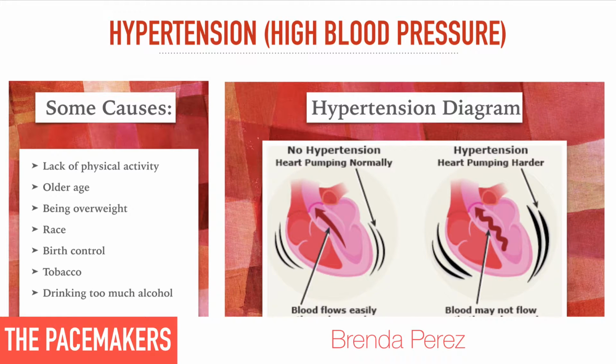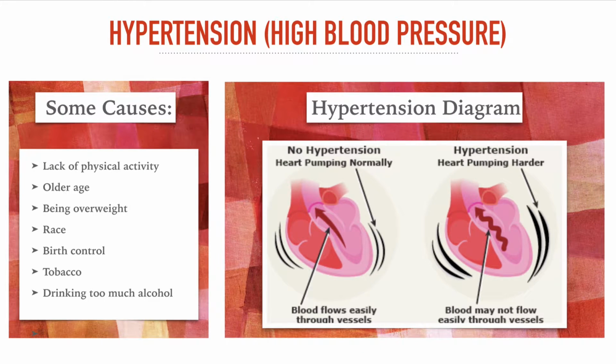Our group chose to focus on hypertension. Hypertension is a condition in which the force of blood against artery walls is too high within the heart. Many things can cause hypertension, such as the lack of physical activity, older age, being overweight or obese, race. For example, non-Hispanic Black people are more likely to have high blood pressure than people of other races. Some birth control medicines, stress, tobacco use, or drinking too much alcohol can also contribute.